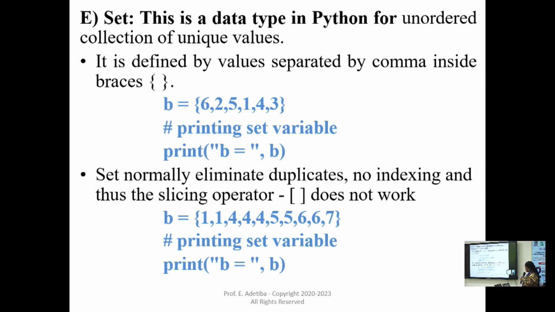Then we have the set data type, which is for an unordered collection of unique values. It is defined by values separated by commas inside curly brackets. So we have this other example. We have different brackets, and everything looks similar: the list, the tuple, the set. The difference is the type of brackets. The list uses square brackets, the tuple uses normal parentheses, and the set uses curly brackets.